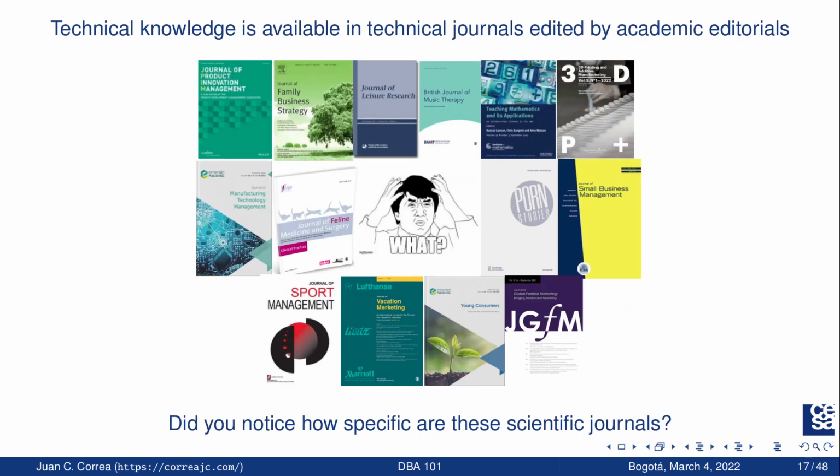So technical knowledge is available in technical journals edited by academic editorials. And here, if you see this picture, you have quite specific professional journals for different disciplines. For example, you have the Journal of Product Innovation Management, the Journal of Family Business Strategy, the Journal of Leisure Research, and so on and so forth.